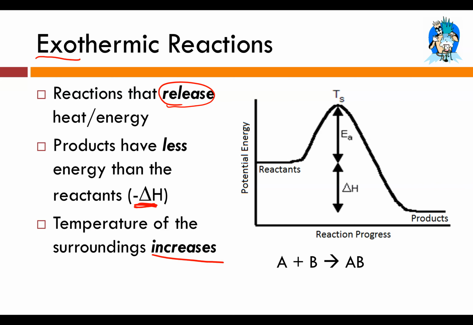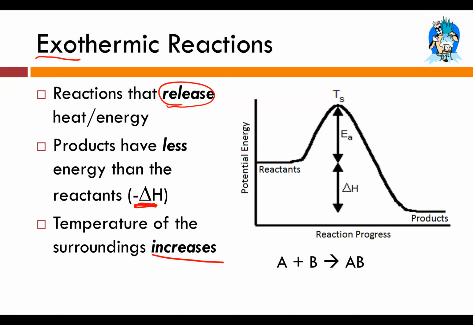To give you an example, think about burning a sheet of paper. That is an exothermic reaction. The products have less energy than the reactants. As a result, energy or heat is released into the environment, and the immediate surroundings around the burning paper are going to get warmer.